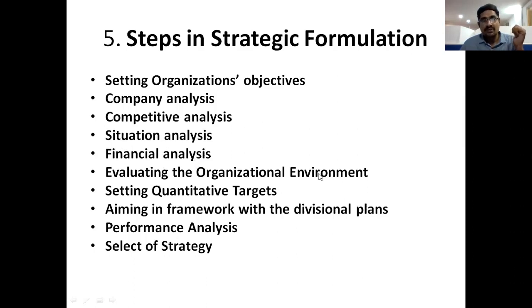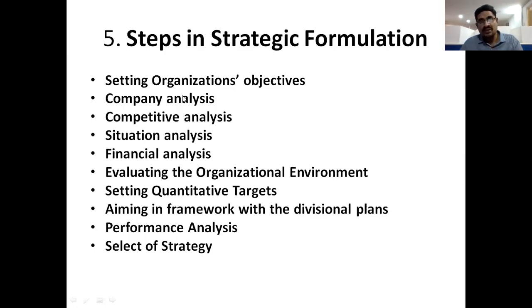Next, organizational environmental scanning. Next, quantitative targets, numerical target setting. Next, framework of activities for all divisions, simply the financial division, HR division, marketing division, and production division. Next, check the performance of each and every worker and employee. Next, select the best strategy. So based upon these 9 activities, we can prepare an excellent, superb strategy. These are the few steps to prepare and formulate strategies, right?